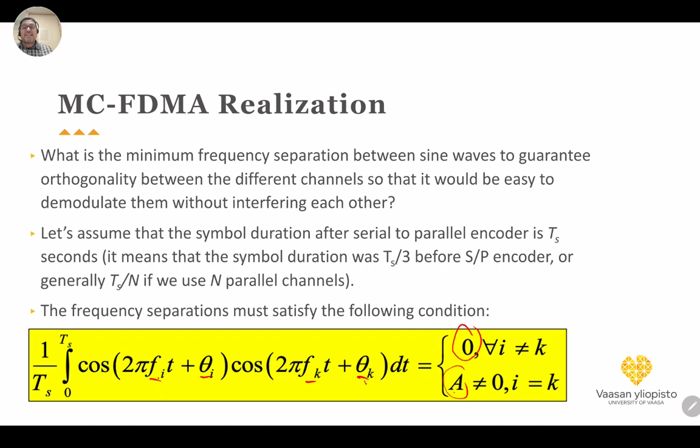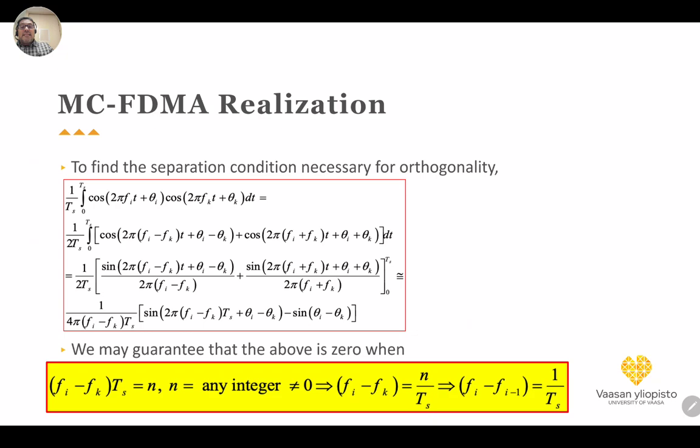Okay, next we have some mathematical derivations or manipulations. They are like high math calculus, nothing special here. So we just multiply two cosines, and then we know that the multiplication of cosines can be written as addition of cosines, subtraction of cosines, and then we take the integration and make some simple manipulations here, and then I want this equal to zero, and in order to have this equal to zero, I have this condition now.